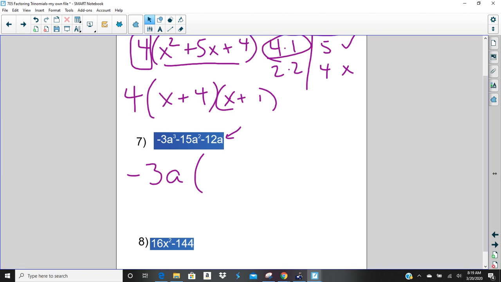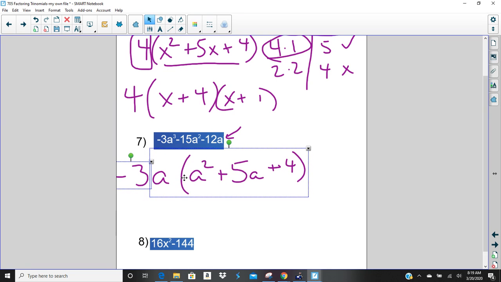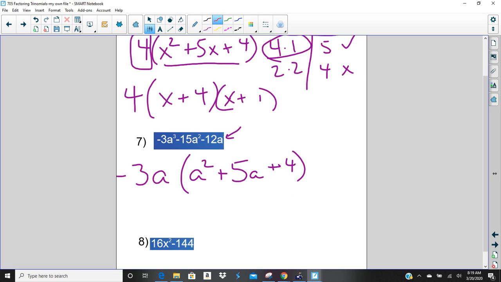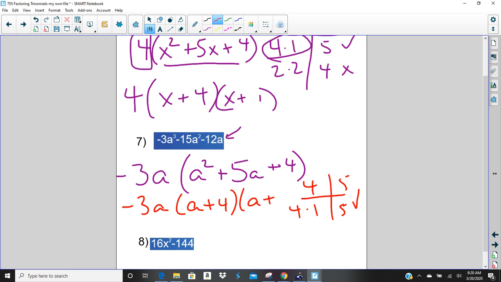Okay, what are we left with? Well, I'm left with a squared plus 5a plus 4. Oh, look at this, same exact numbers. Didn't mean to do that, but here we go. So the same thing, quickly, because we can do this quickly now: let me make a different color. The factors of 4 that when added together give me 5. We know it's 4 and 1, which gives us 5. So my final answer is going to be -3a, parenthesis, a plus 4, and a plus 1. That's our final answer. Okay.